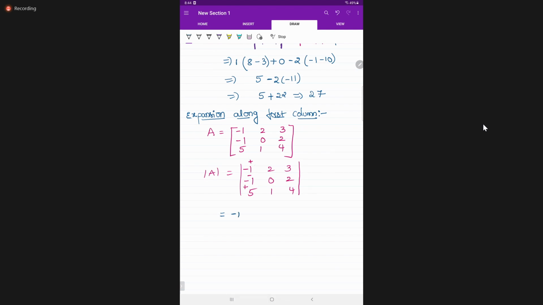Now delete the first column and first row. Now tell me the answer. Det of 0, 2, 1, 4. Next, minus into minus, plus. Now tell me: 2, 3, 1, 4. Delete the second row.